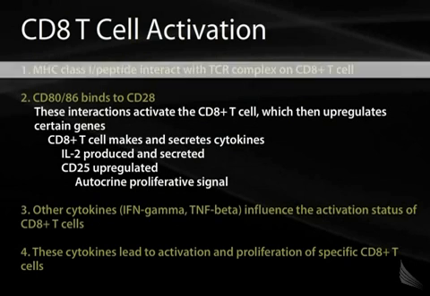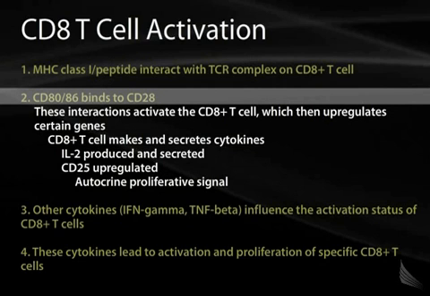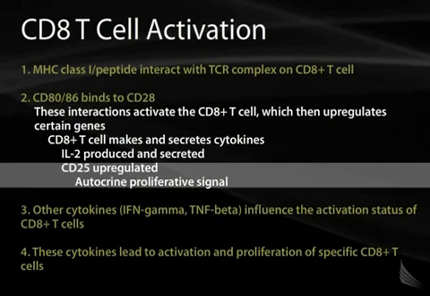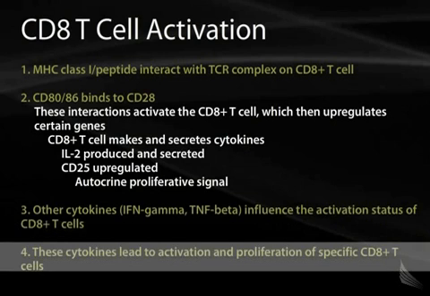Actual form here, pretty much the same thing. We get signal 1 from the MHC through the TCR. We get signal 2 from CD80 binding to CD28. Then we get activation of the CD8 T cell. It will autocrine stimulate through this IL-2 cell-stimulating pathway. Other cytokines, such as interferon gamma and TNF-beta, can influence the activation status of the CD8 positive T cells, and these cytokines lead to activation and proliferation of these cells, which will then go and affect their cytotoxic functions.